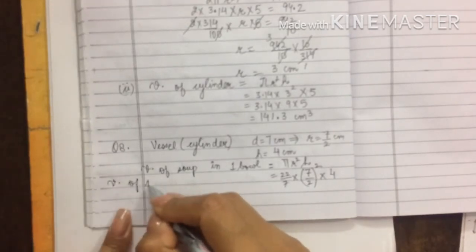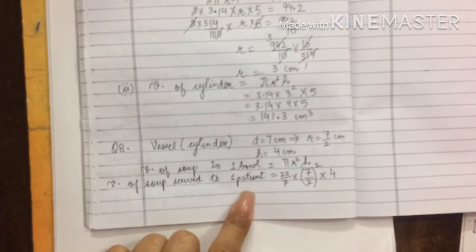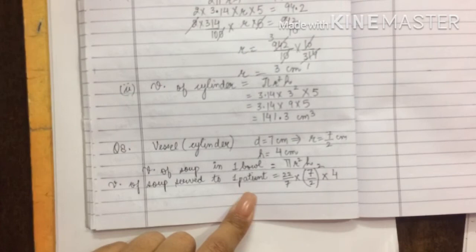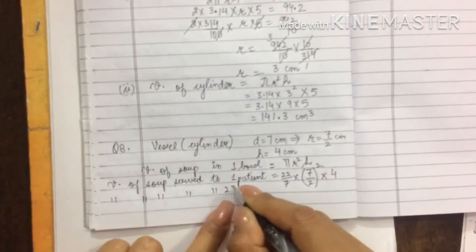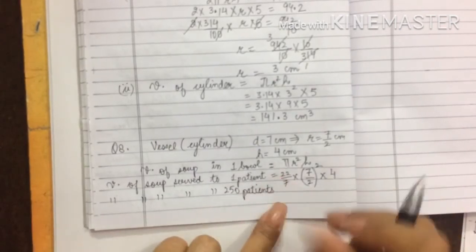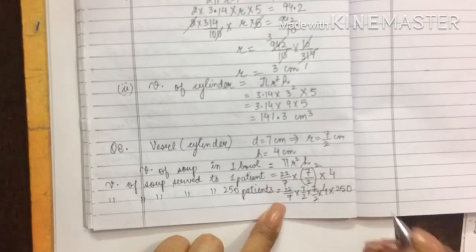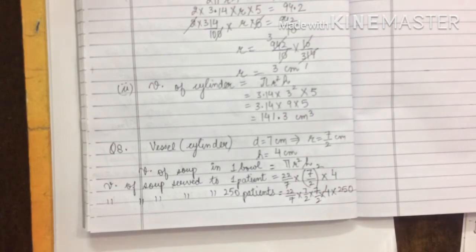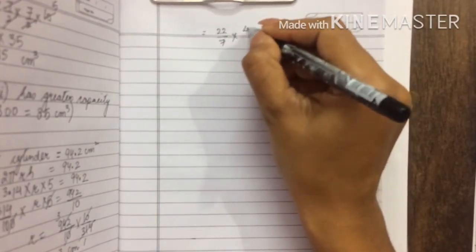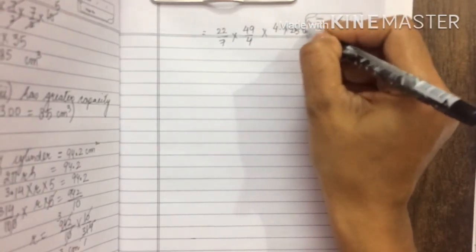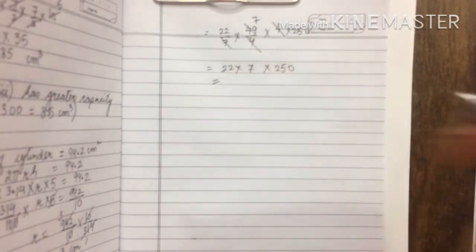So this is the volume of soup served to one patient, and we need to find out the volume of soup served to 250 patients. So for the volume of soup served to 250 patients, this answer will be multiplied with 250. So 22 by 7 into 7 by 2 into 7 by 2 into 4 into 250. Simplify this and obtain your answer. So simplifying further, I get 22 by 7 into 49 by 4 into 4 into 250. These get cancelled, these get cancelled, so I'm left with 22 into 7 into 250. This will tell me what my answer is.